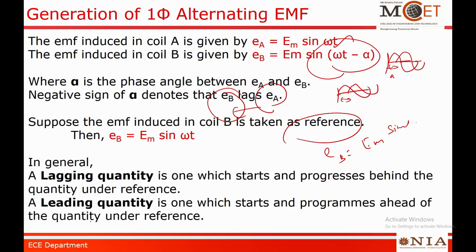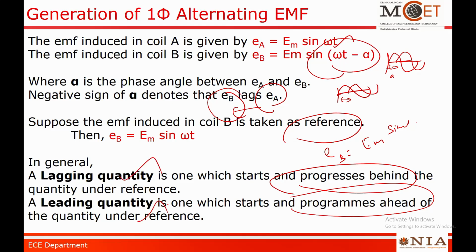So this is about the lagging and the leading quantity. A lagging quantity is one whose progress is behind the quantity under reference, whereas a leading quantity is one whose progress is ahead of the quantity under reference. That is what has been mentioned for the lagging quantity and the leading quantity. So thank you.